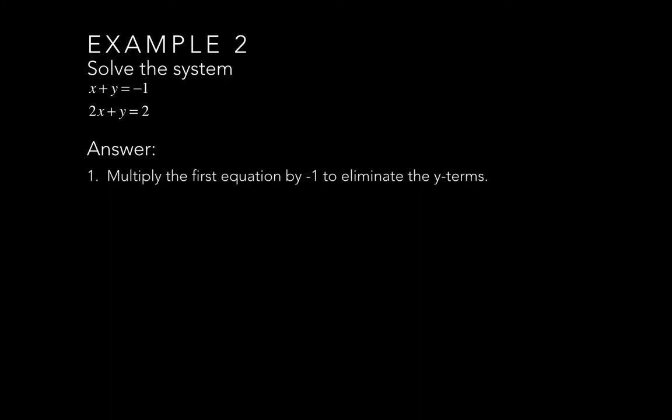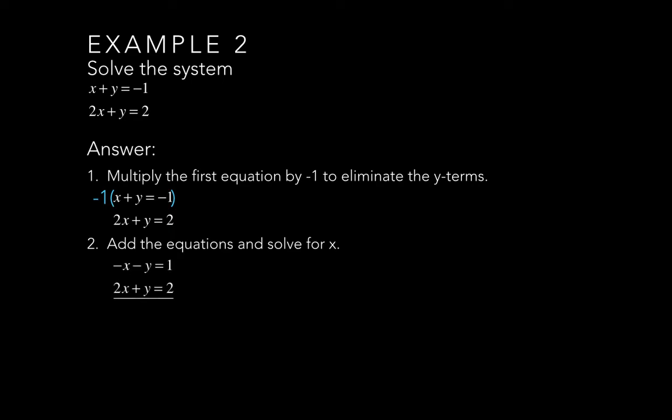So we'll begin by multiplying the first equation by -1 to eliminate the y terms. Right now they both have the same coefficient, but we need one of them to be positive and one of them to be negative. So I chose the first. You could have chosen the second, but that was just what seemed easiest to me. After that, we will add the equations and solve for x.